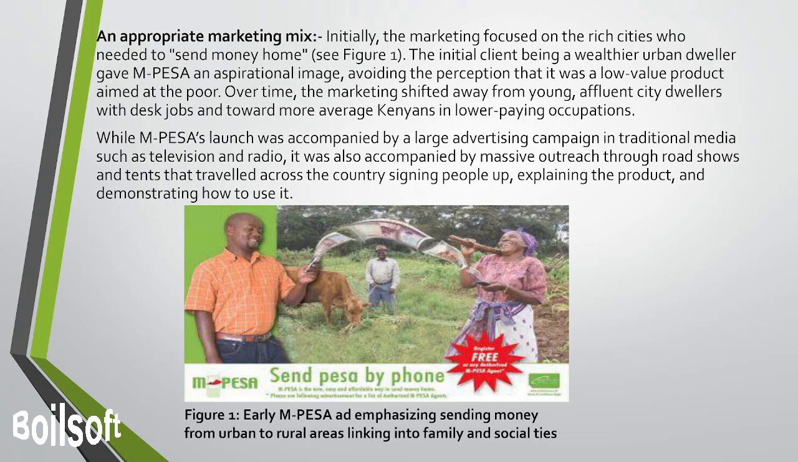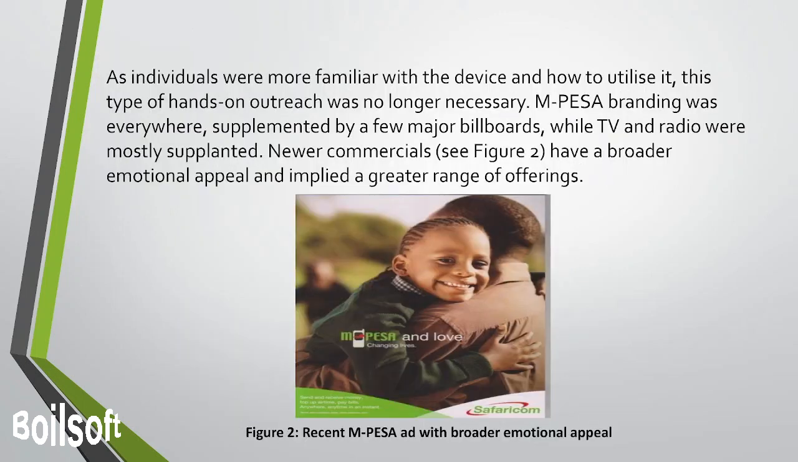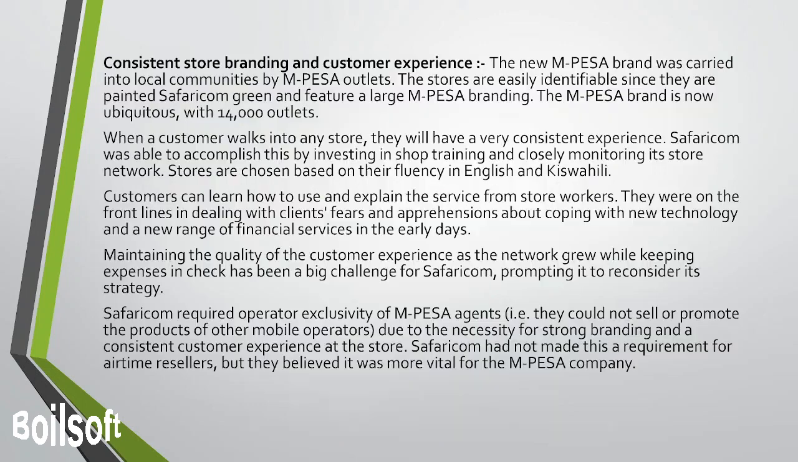M-Pesa mainly focused on advertisements. As you can see in the image, a man in an urban area is passing money to a woman in a rural area. This was the main motto for M-Pesa, and this is how it worked, and it became famous around the whole of Kenya. As people in both countries got familiar with M-Pesa, they decided to move to the recent M-Pesa ad with a broader emotional appeal, as you can see in the image on the slide.